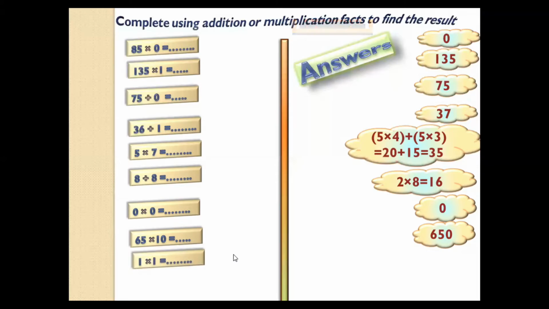1 by 1. Any number multiplied by 1, even 1 itself, gives the number itself. So 1 by 1 here equals 1. 0 by 14. When you multiply 0 by any number, the product is always 0.